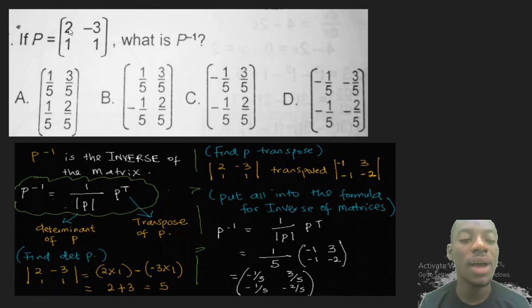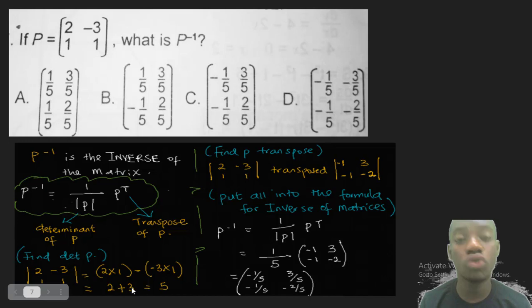Now, look at this. How do we find the determinant of this matrix? It's very easy. We've done it before. So we have 2 times 1, just cross multiply. 2 times 1 is 2, then put a minus in between, then 1 times minus 3 is minus 3. There's a minus in between, so minus 3 times 1 is minus 3, and minus with minus is plus 3, because 2 minuses make a positive. So 2 plus 3 is actually 5, and that is the determinant of the matrix.